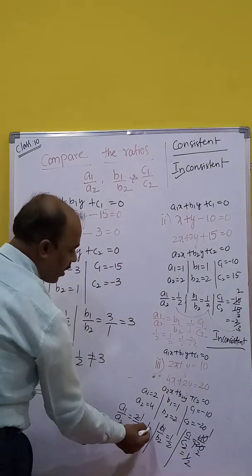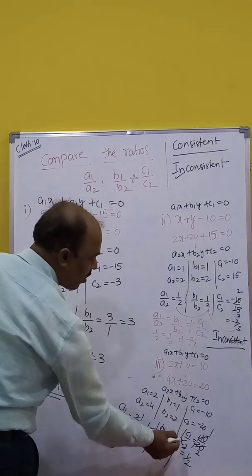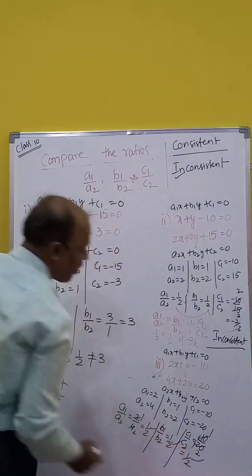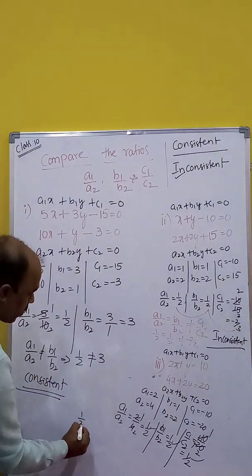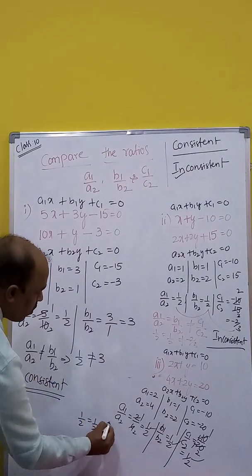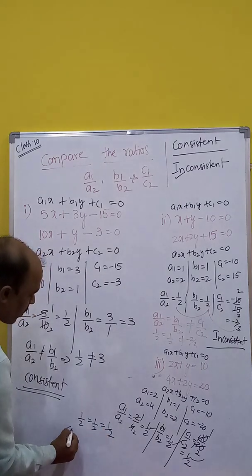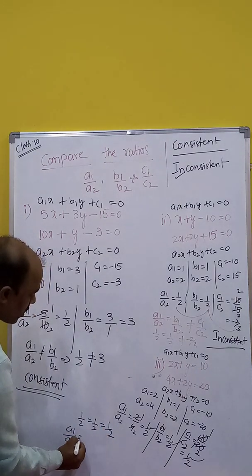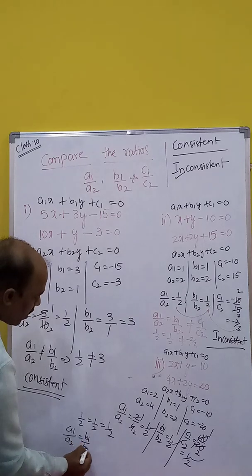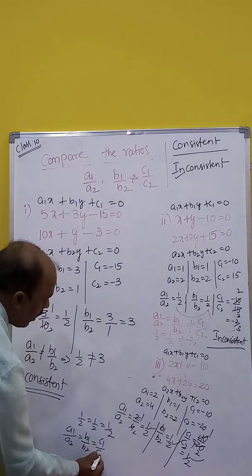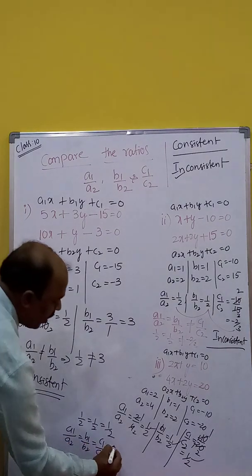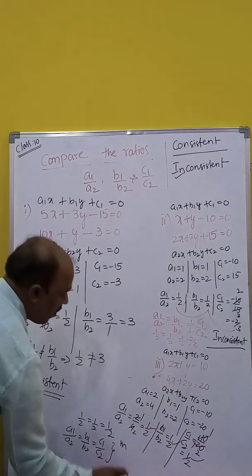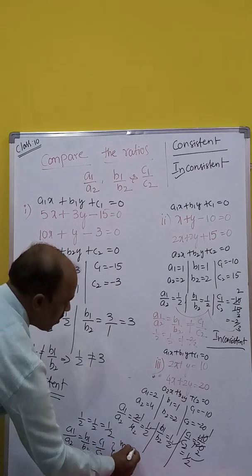a1 by a2 is 1 by 2. b1 by b2 is also 1 by 2. c1 by c2 is also 1 by 2. All are equal. Therefore, 1 by 2 is equal to 1 by 2 is equal to 1 by 2. That means a1 by a2 is equal to b1 by b2 is equal to c1 by c2. If all are equal, that is nothing but many solutions. Infinitely many solutions.